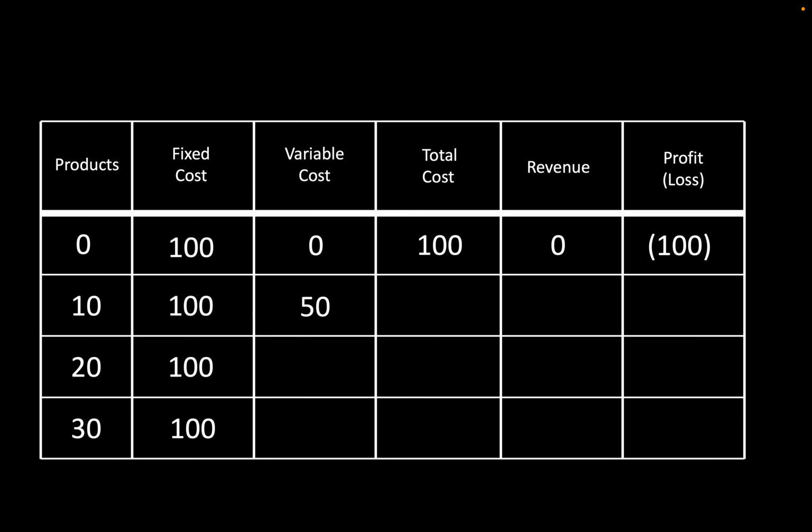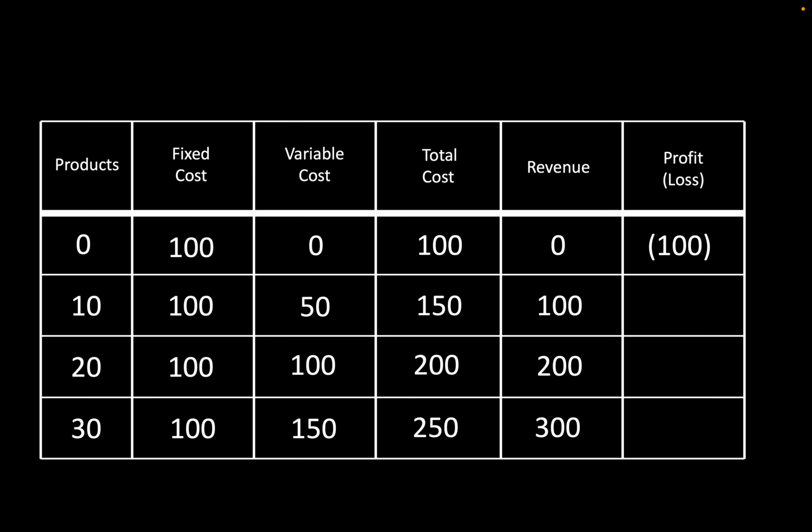As I go through the variable costs, it's $5 per product. So 5 lots of 10 is 50, and I can continue to put those numbers through. The total cost then, if I sold 10 products, is the fixed cost of 100 plus the variable cost of 50, which is 150, and I could add those numbers up along there. And the revenue is $10 for every candle. So if I sold 10 candles, I'm going to get $100.